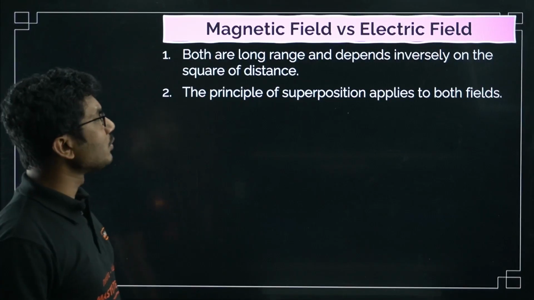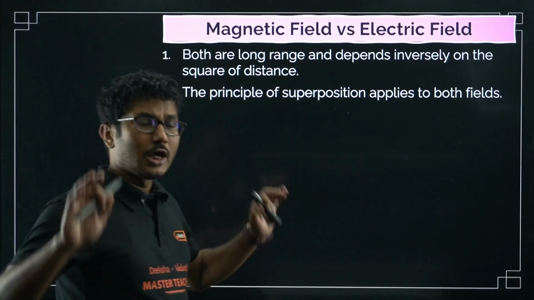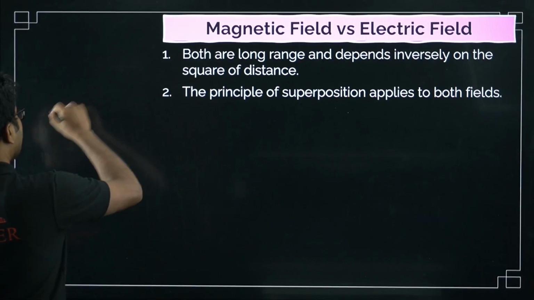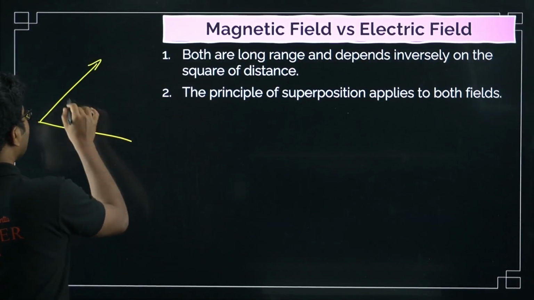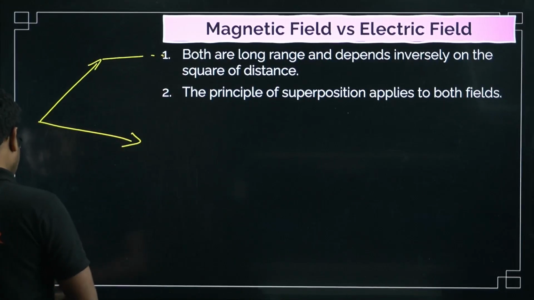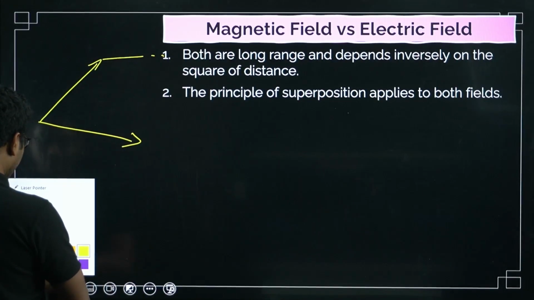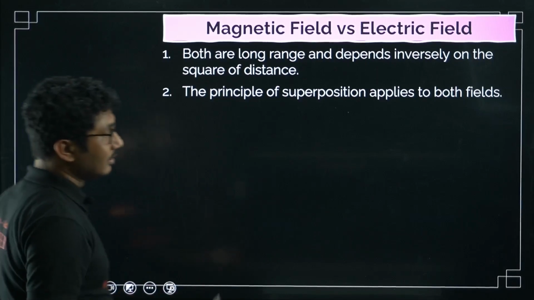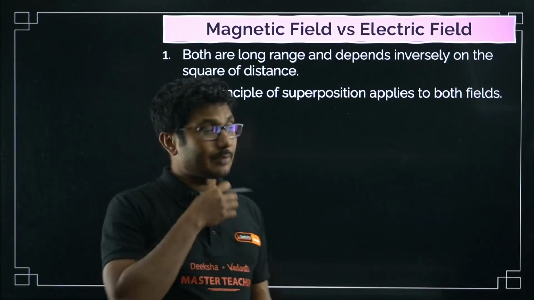The principle of superposition applies to both fields. So if there are two fields acting on the same point, then you can take the principle of superposition, that is, vector addition. You can vectorially add the two fields and find the final field at that point.